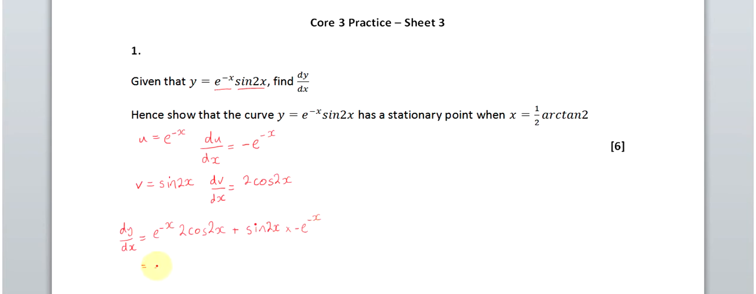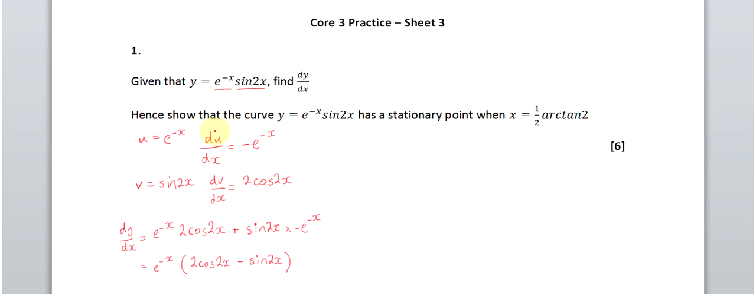I'm going to take out a factor of e to the minus x, and that leaves me with 2 cos 2x minus sine of 2x, like that. So there we are, we've got our gradient function now.